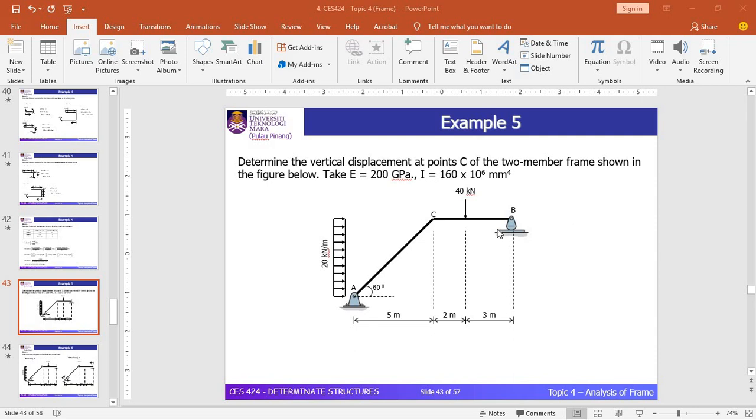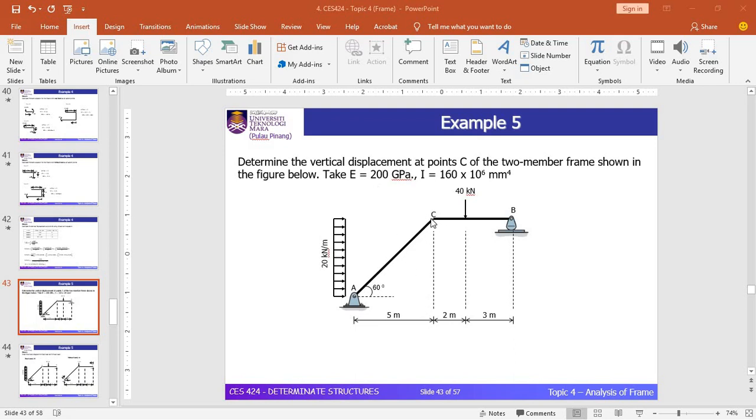Actually, this frame we have analyzed in example 2. So we have produced the bending moment, shear force and axial force diagram. We will use this diagram again, but we will solve for the vertical displacement at joint C.